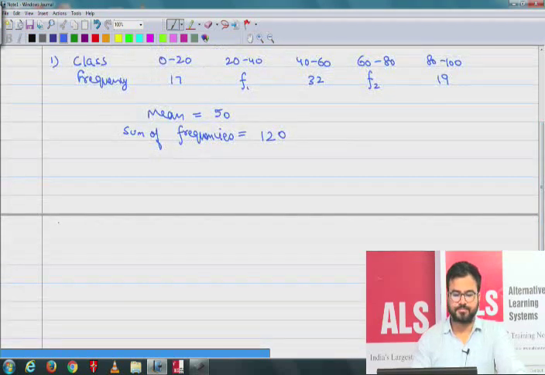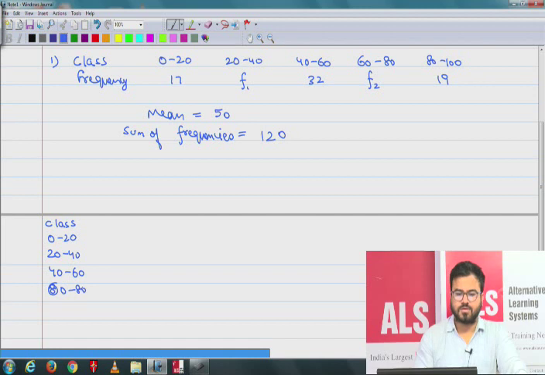Okay, let us solve this. So let us make the table. The class is given as 0 to 20, 20 to 40, 40 to 60, 60 to 80, and then 80 to 100. The frequency is given as 17, F1, 32, F2, and 19.